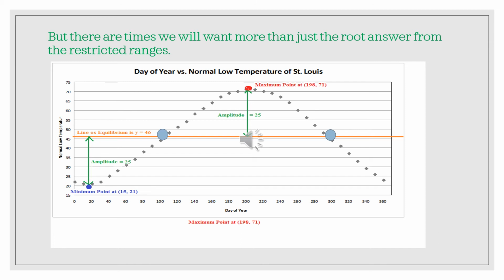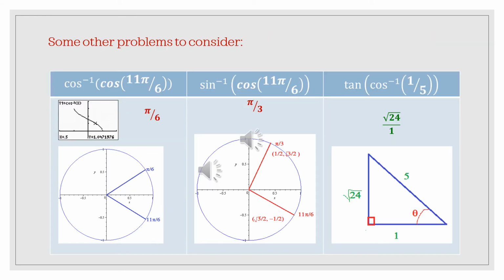So the restricted range answer just gets us started, and then we need to understand more deeply about our trig functions to get the other answers. We will spend a lot more time on that subject when we actually get into solving equations, but I just wanted to mention that you're not always just going to restrict yourself to the one answer that your calculator gives you. Let's consider a few other examples.